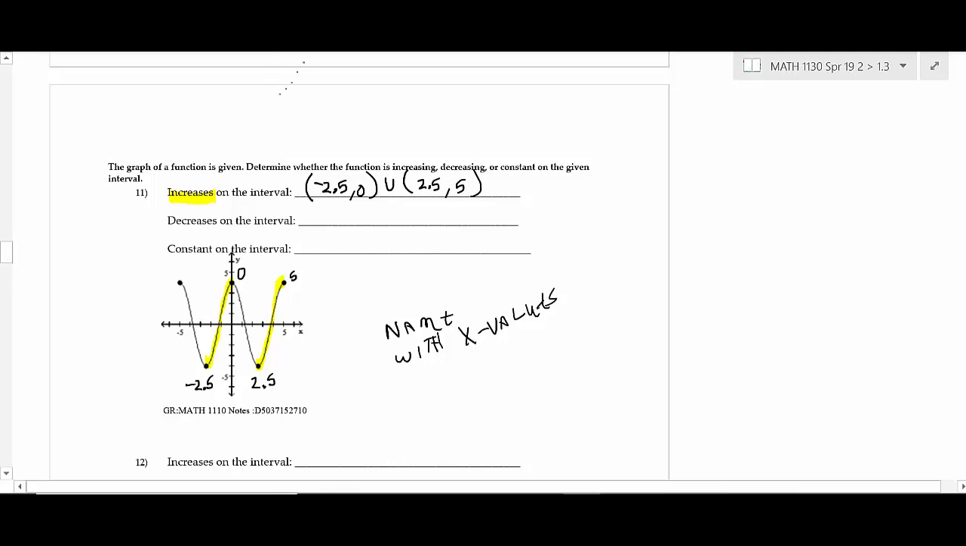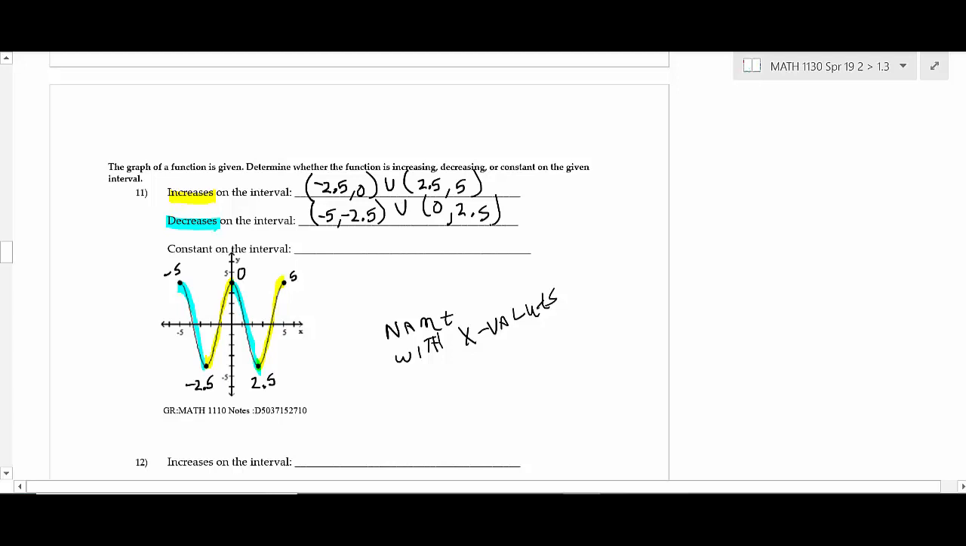Okay, then decreasing would be the graph is going downward from left to right. So you're going like that, and that would be the two places where you are decreasing. Okay, so this x value is -5. So from -5 to -2.5, the function would be decreasing, and then this would be 0 to 2.5, like that.